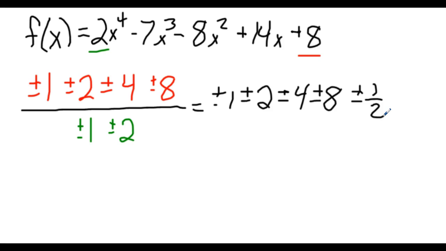4 divided by 2 is 2, which we already have. And 8 divided by 2 is 4. We have that as well. So these are all of the possible rational roots for this polynomial. That doesn't mean these are all going to be rational roots. None of them may be. These are all of the possibilities, these 10 different numbers.